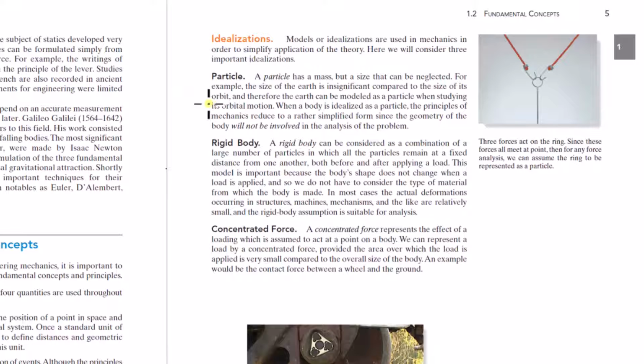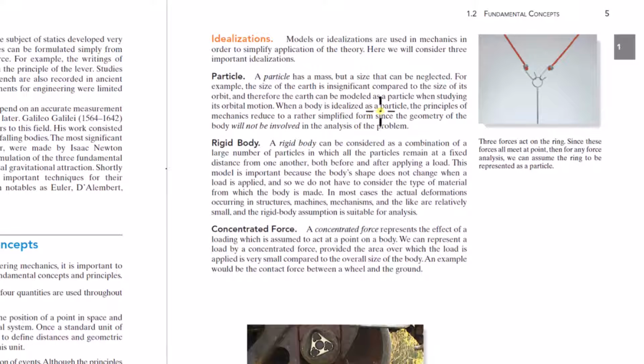Okay, another assumption that we're going to use is the particle assumption. Now, this is different from the rigid body assumption. We're not going to be using this on every single problem. This will only be in certain situations that we will assume that a body is a particle. Okay, a particle has a mass, but a size that can be neglected. For example, the size of the Earth is insignificant compared to the size of its orbit, and therefore the Earth can be modeled as a particle when studying its orbital motion.